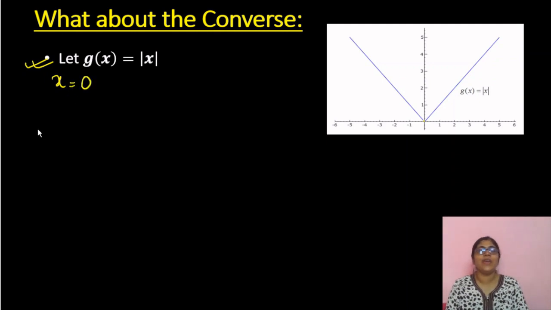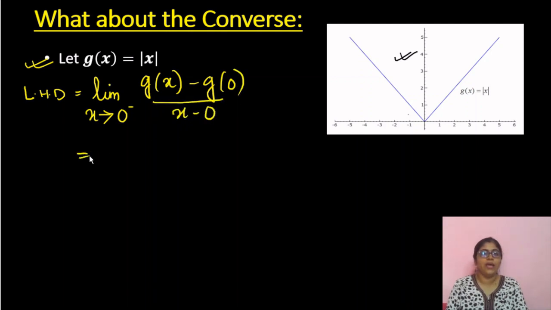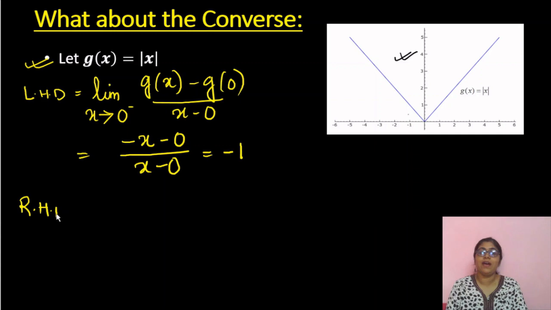So for that we have to find out the left hand limit and the right hand limit. Left hand limit is equal to limit of x tends to 0 minus (g(x) - g(0)) / (x - 0). Here g(x) is equal to -x because it is a modulus function, and (x - 0), so this is equal to -1. So what happens in the case of RHL?